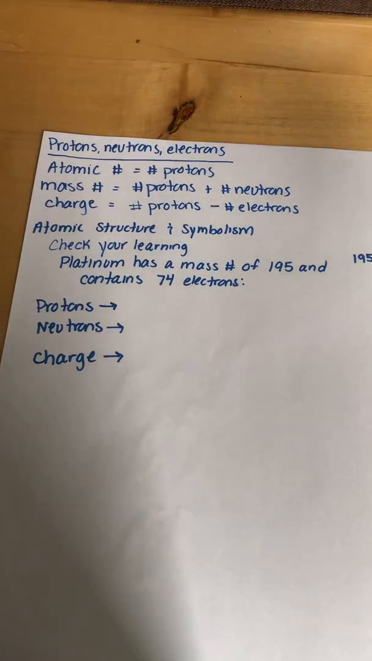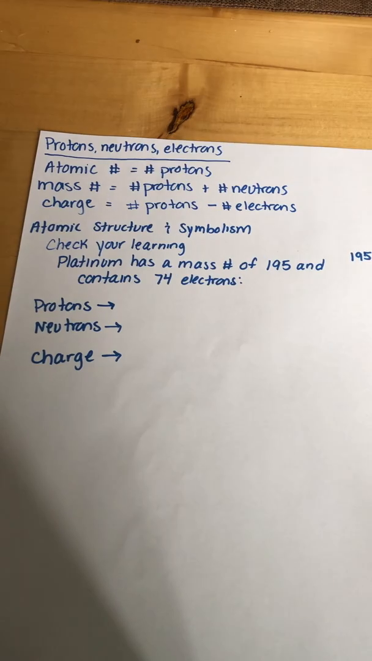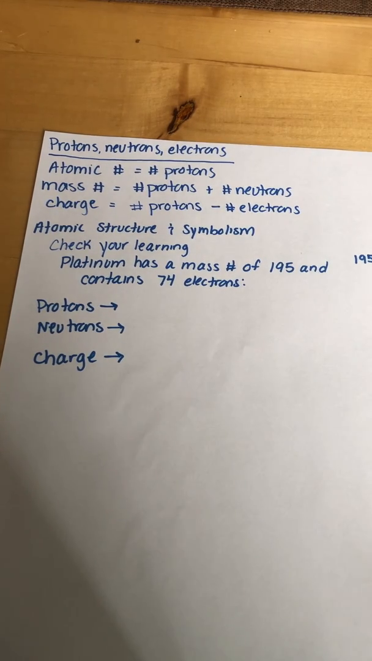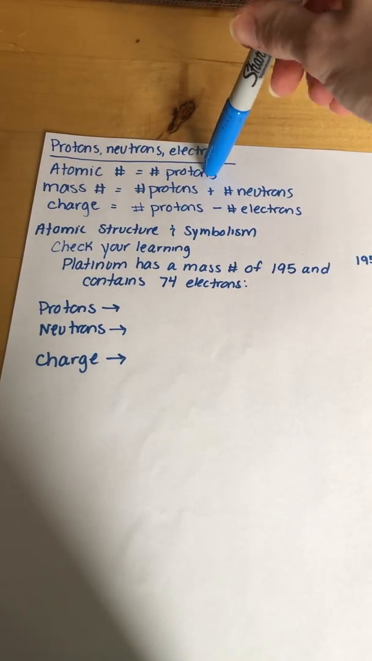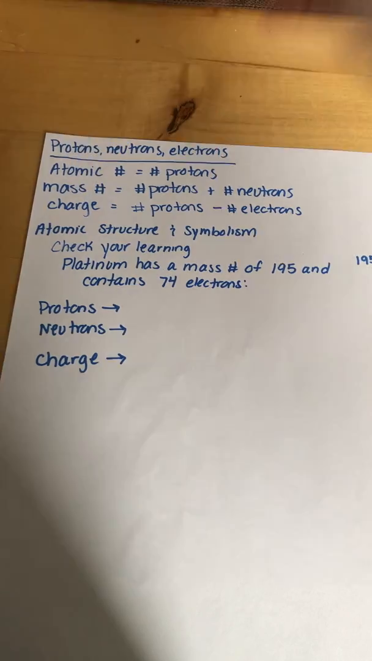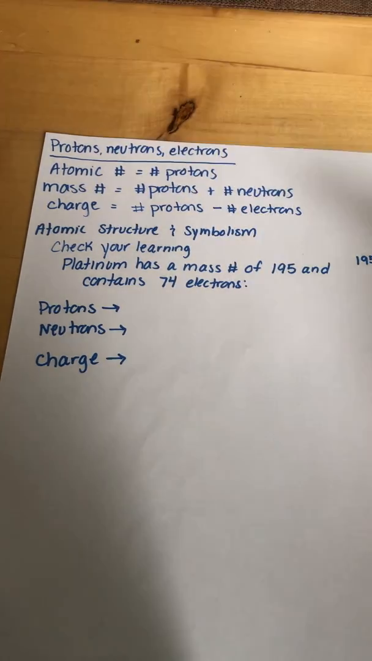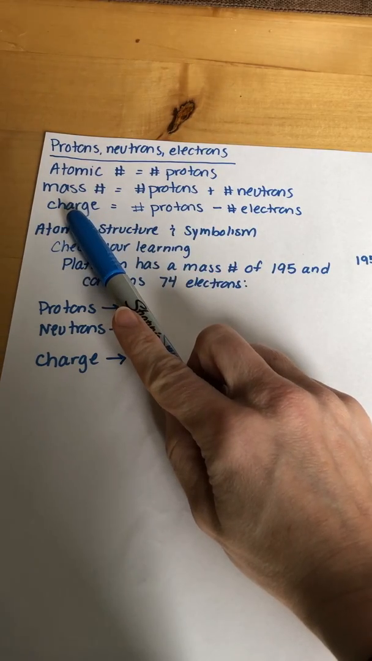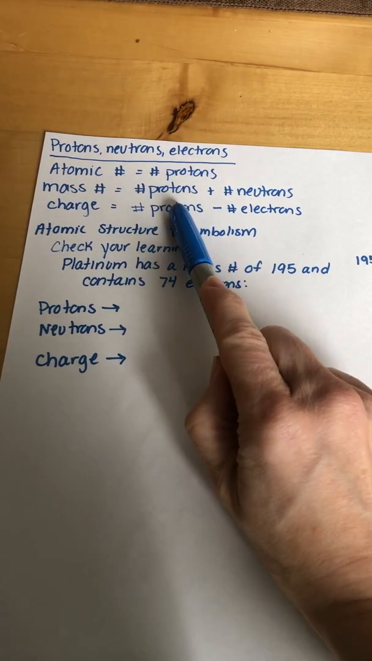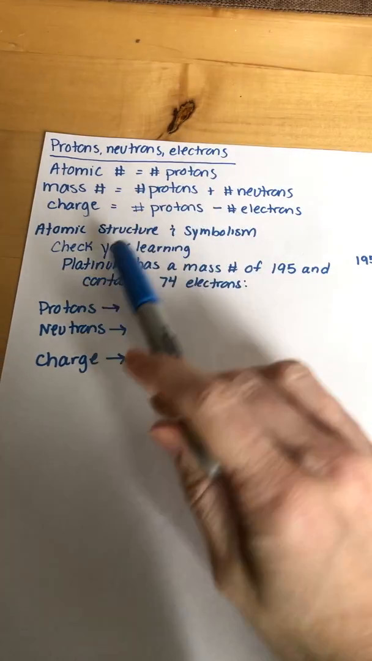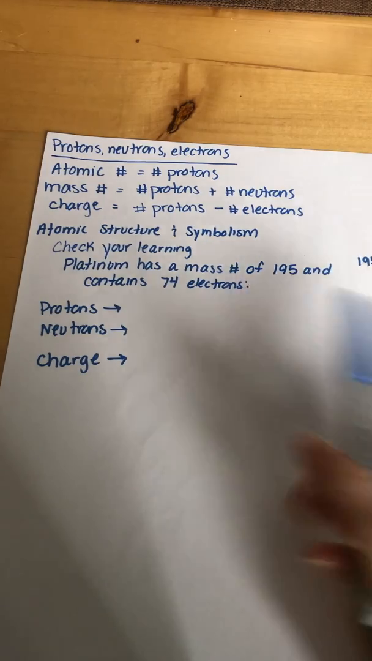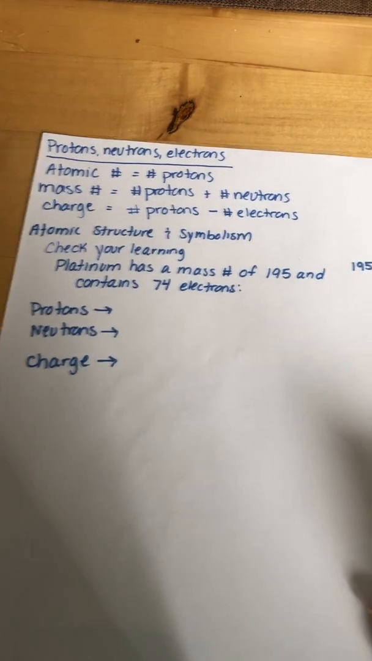I put just a little shortcut. This was in your reading as well, how we find all of those particles in an atom. The atomic number is the number of protons in the nucleus. The mass number is the total number of particles in the nucleus, so that would be our protons and our neutrons. And finally, to find the charge of an ion, we take the protons and subtract the electrons.